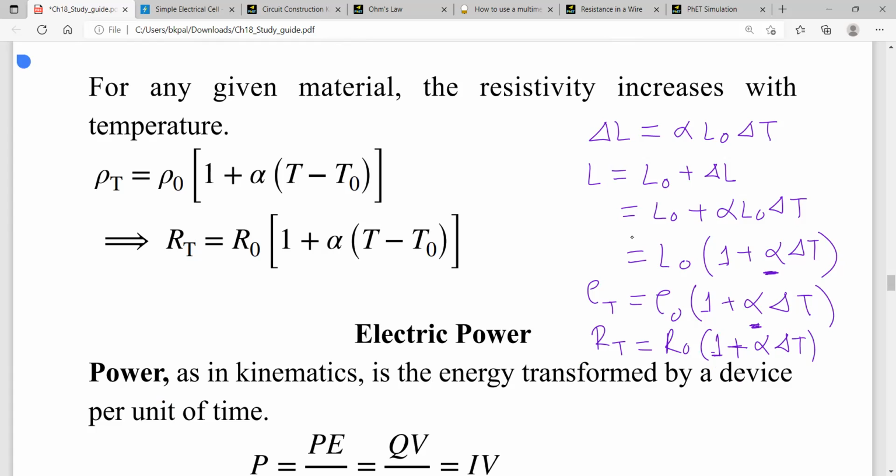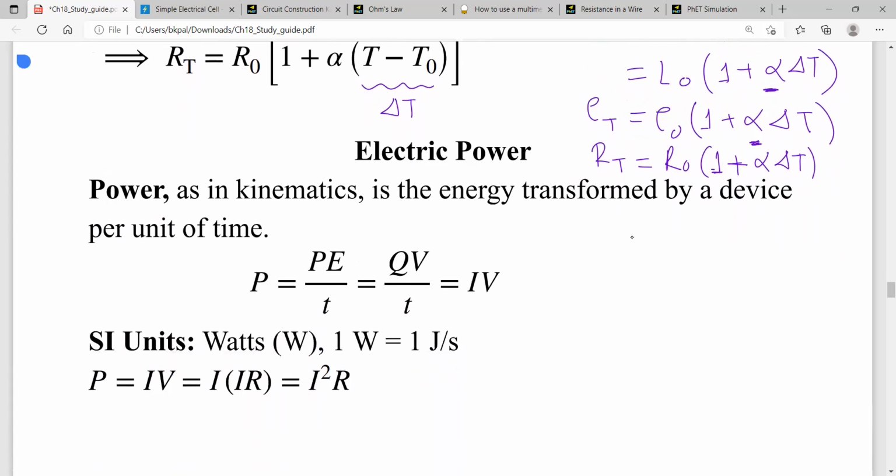And the delta T is basically the final temperature minus the initial temperature. So here T is the final and T0 is the initial temperature. Okay, so you see that these two equations tell us that resistivity and resistance depend on the temperature. When you change the temperature, resistance and the resistivity both change.